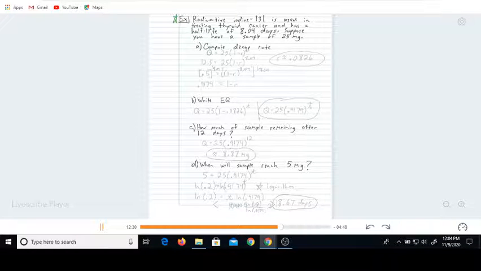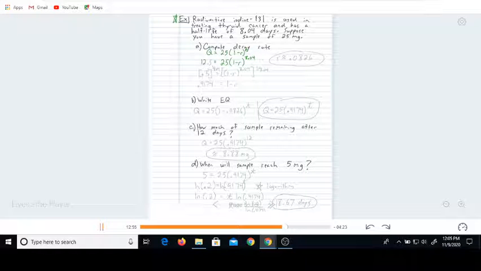Compute the decay rate. So if we go to write the equation, quantity equals 25 times 1 minus r, because it's decaying, raised to the t. First things first, we don't know the decay rate, so we're going to punch in a known value. Every 8.04 days, write that down, we're going to have half, and half of 25 is 12.5.